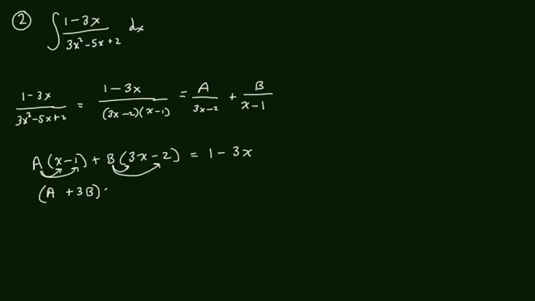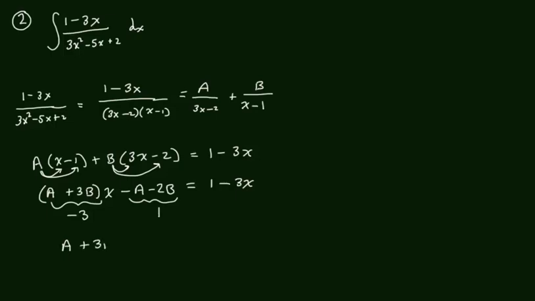Okay, so that would precede x. And then everything else, minus a minus 2b, would be the constants. So we have 1 minus 3x. So we see that this has to be negative 3 and that the constants have to be positive 1, giving us our system of equations.